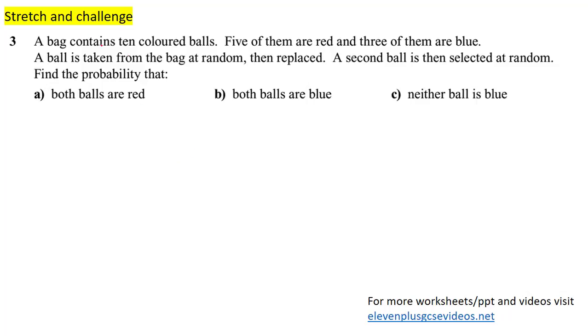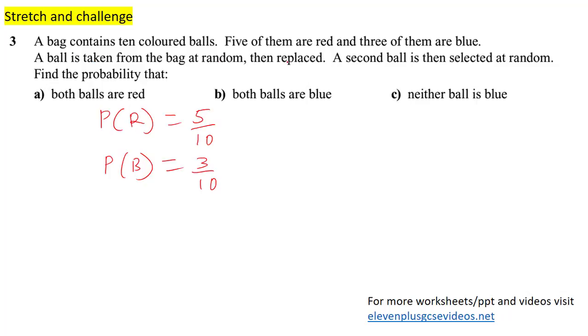It says a bag contains 10 colored balls. So all the balls altogether are 10. 5 of them are red. So the chance that a ball is red is going to be 5 out of 10 because there are 10 altogether. And then 3 of them are blue. So the chance that a ball is going to be blue when picked at random is going to be 3 out of 10.